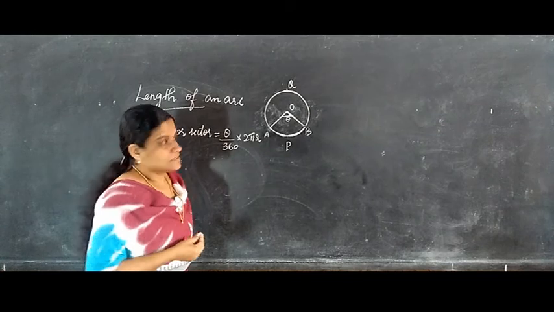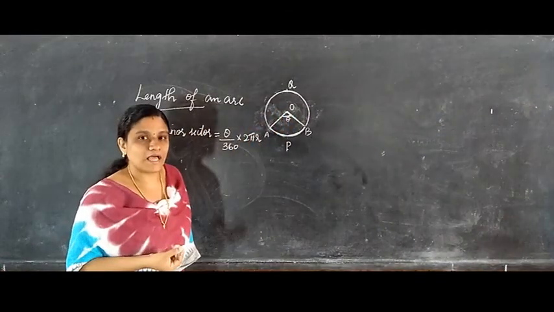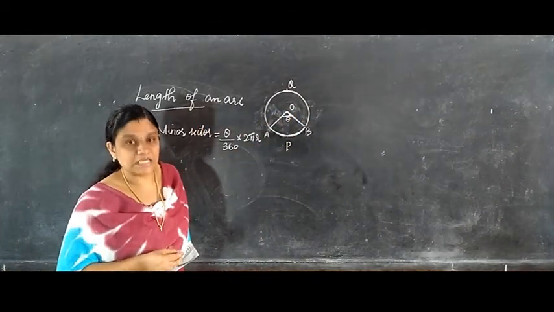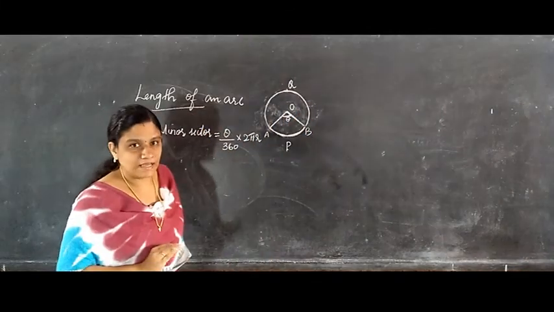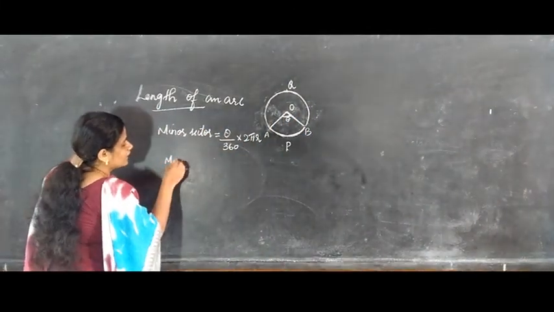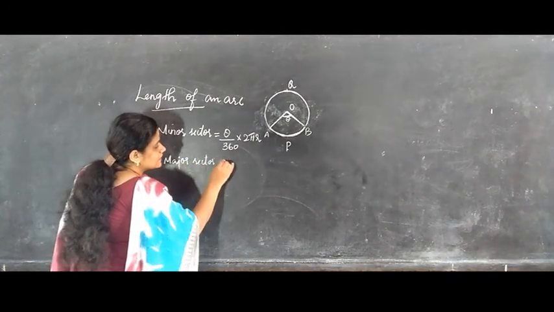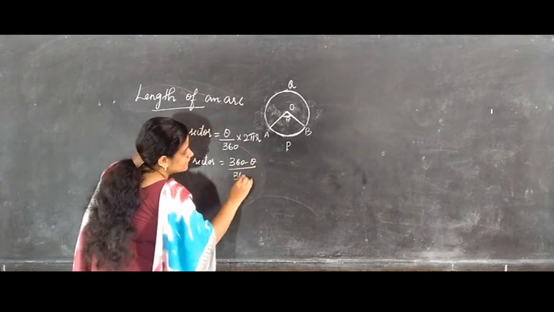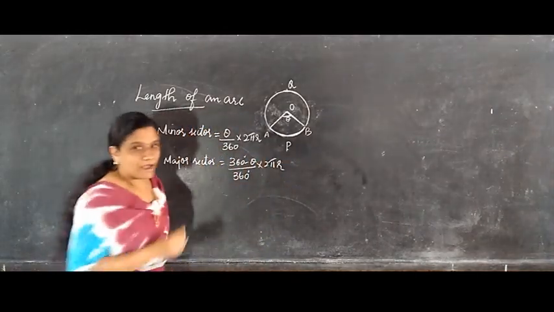We know the angle is 360 minus theta. So how can we write it? 360 minus theta by 360 into 2 pi r. Is it clear? So the length of an arc of a major sector is equal to 360 minus theta by 360 into 2 pi r.